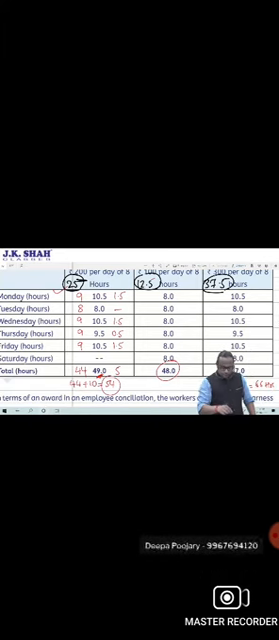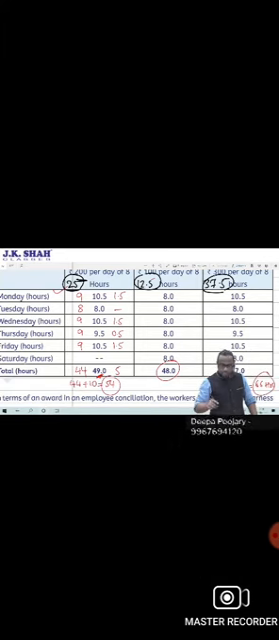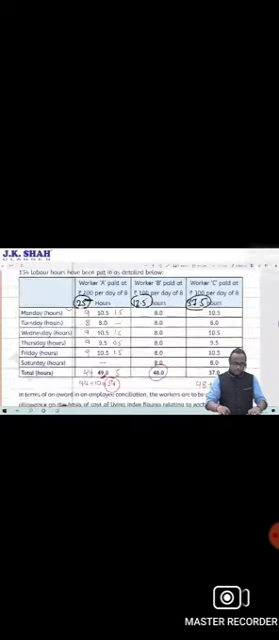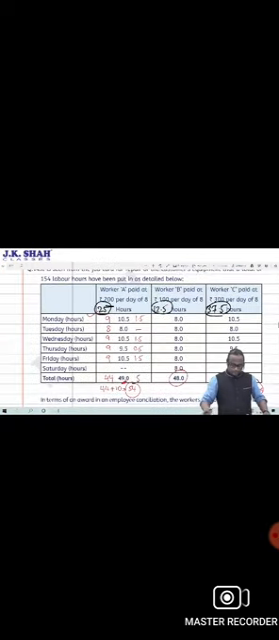So A will be paid for 54 hours, B will be paid for 48 hours, C will be paid for 66 hours. You can copy this later. Is that done?